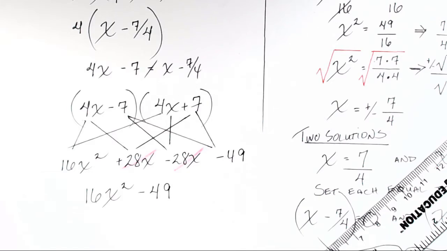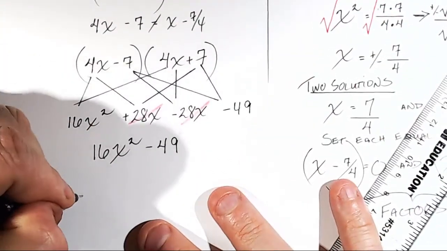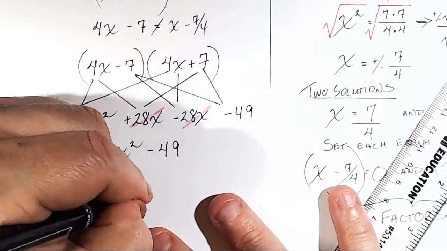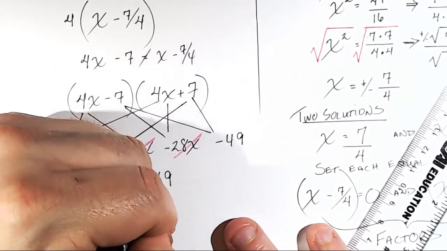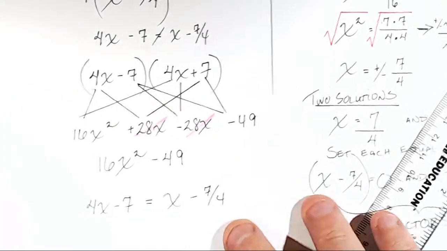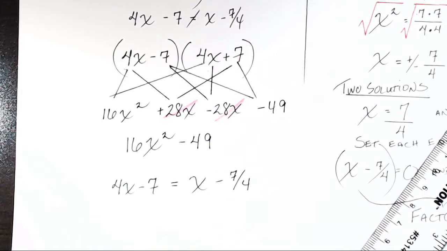Okay? So let's revisit something. That works because that's exactly the same thing. So let's go back here. I got 4x minus 7, and we were looking at whether that equaled x minus 7 over 4. I think this is important. Does it equal?